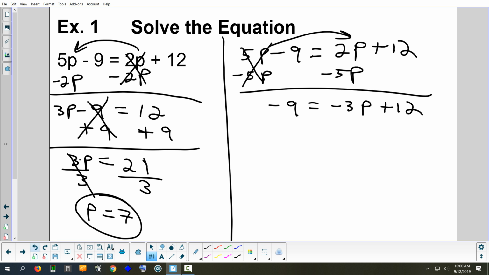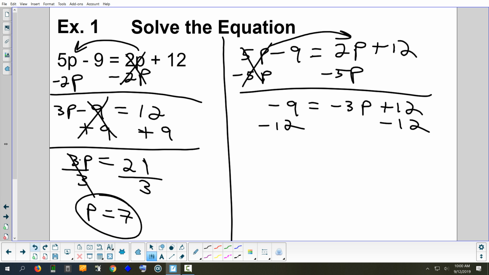Yeah. So negative 3p plus 12. All right. What's my next step? We decided to put all the numbers with letters on the right. So now we have to put all the numbers without letters on the left. Okay? So it's just the opposite of what we did. How would we put the 12 over on the left? Yep. Subtract the 12. Good.